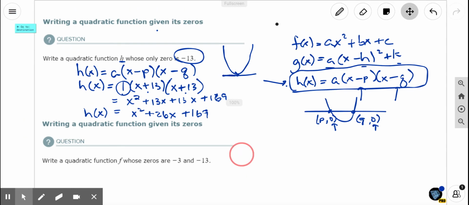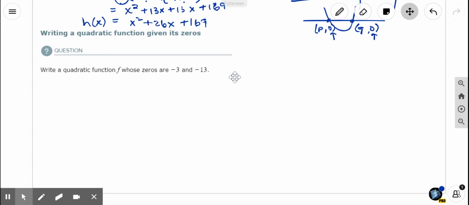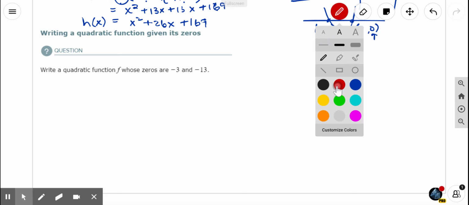Okay, so if we're moving this up, it says write a quadratic function given its zeros. So this is our new one. Let's get a different color. I like changing colors, it's my way. It says whose zeros are -3 and -13.